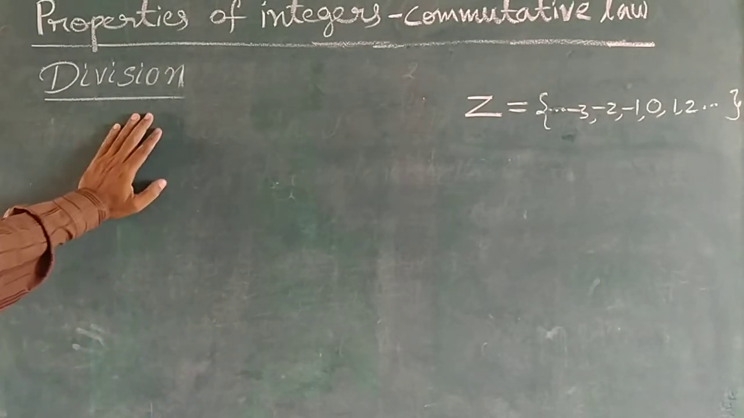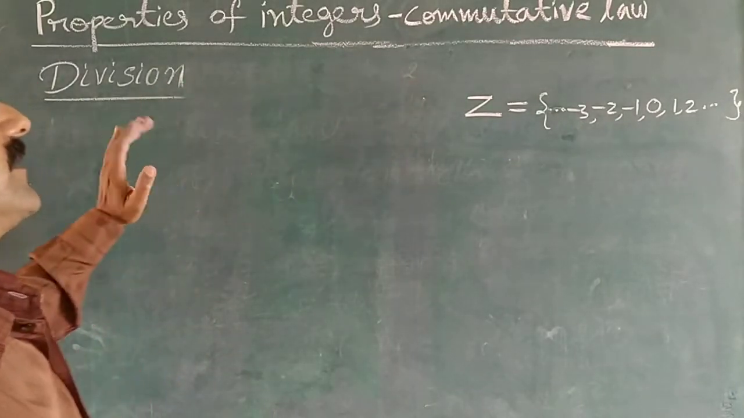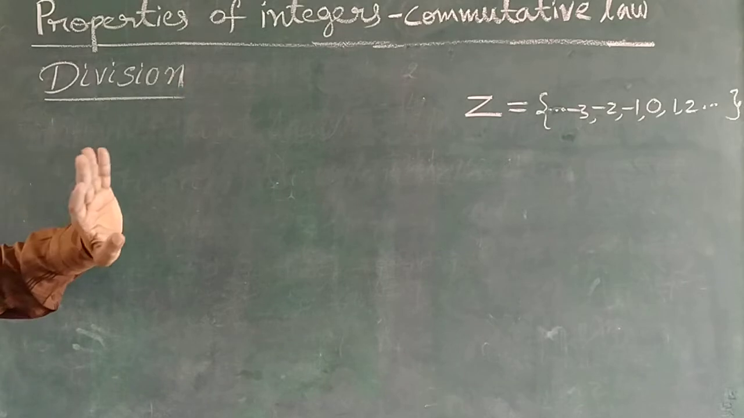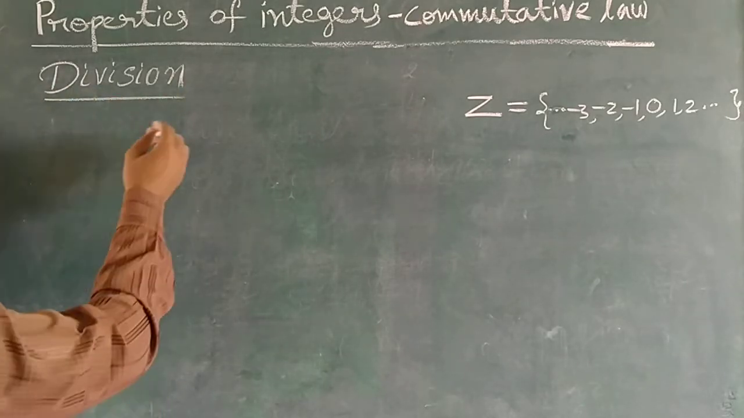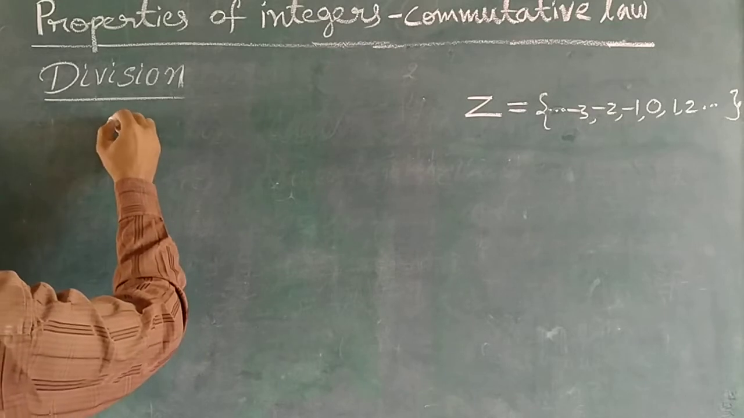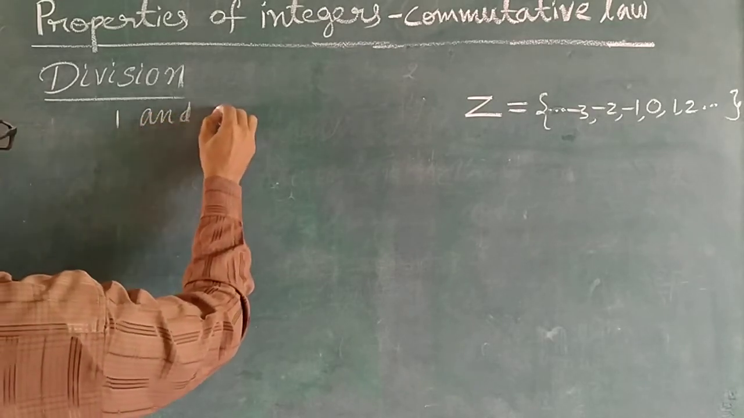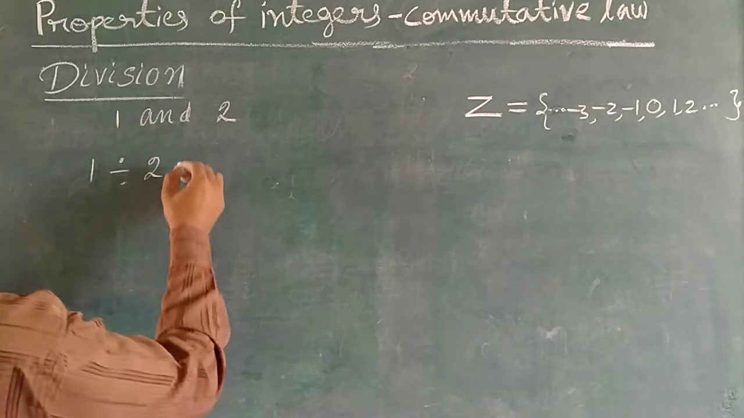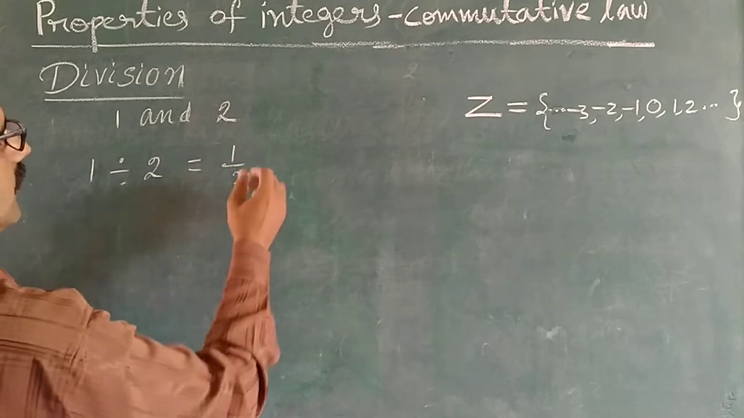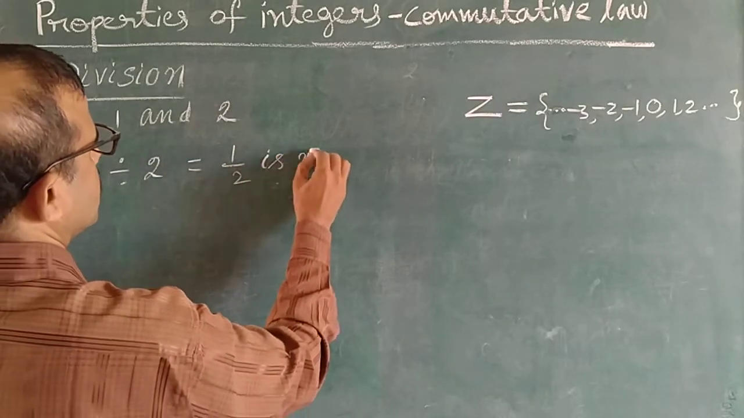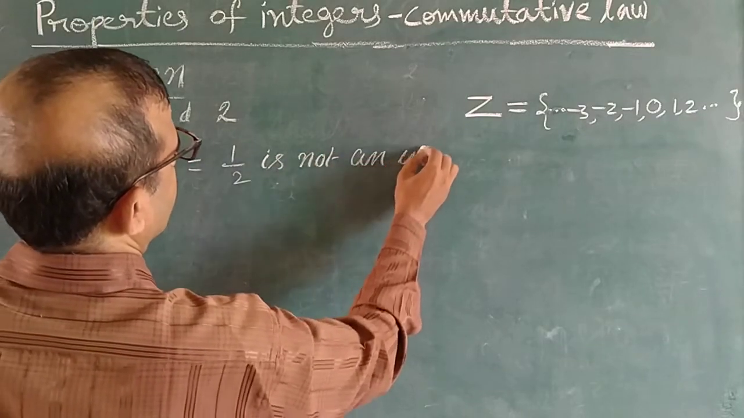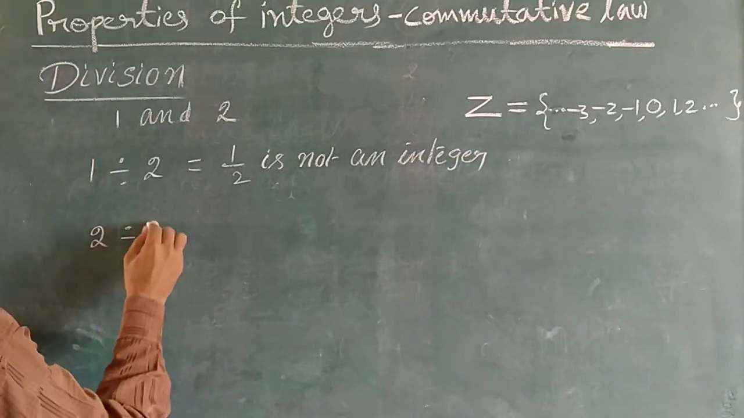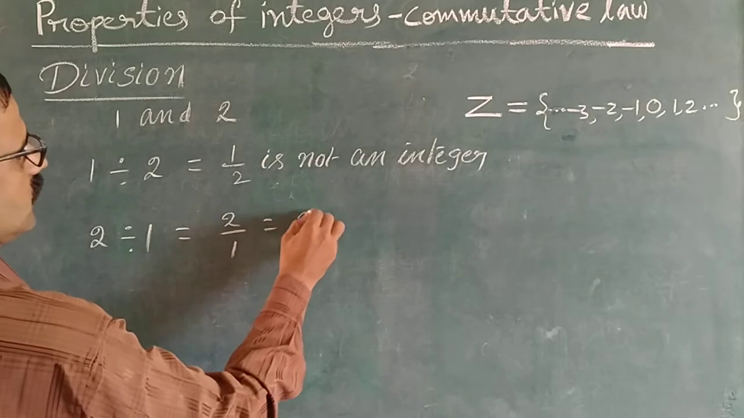Next, children, with respect to division, commutative law for integers. We discussed commutative law with respect to addition, subtraction, and multiplication of integers, completed. Now division. Let me take from the set of integers, suppose, 1 and 2. So 1 divided by 2 equals 1 by 2, which is not an integer, first of all. Next, 2 divided by 1 equals 2 by 1, that equals 2.